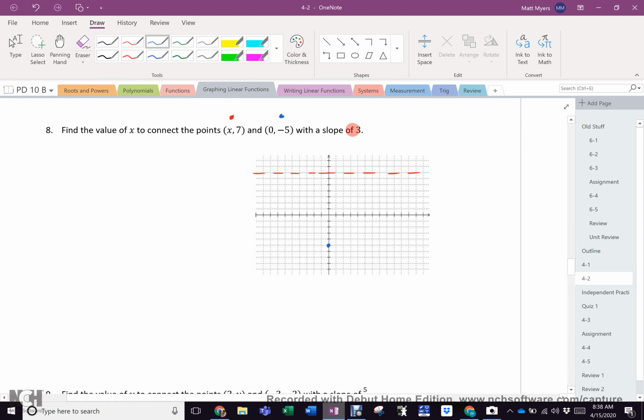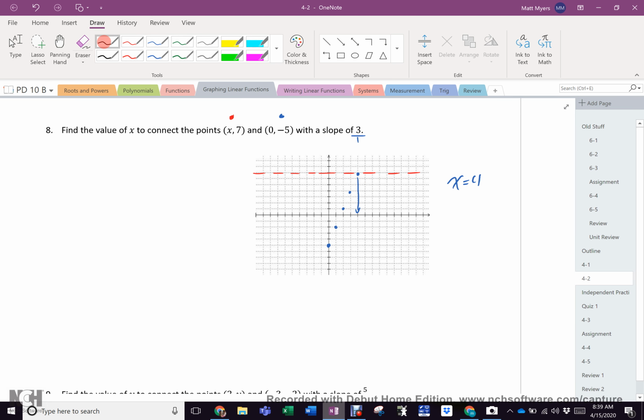So my slope is 3, which is 3 over 1. Up 1, 2, 3, right 1. Up 1, 2, 3, right 1. And there's my answer right there. x would have to be 4, because 4 is right there.